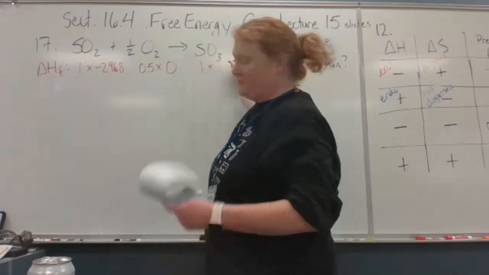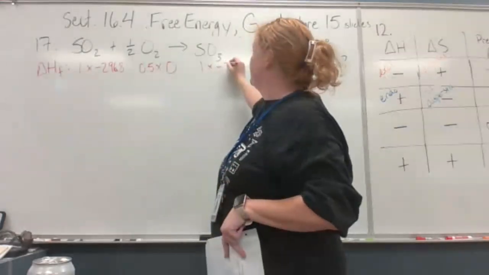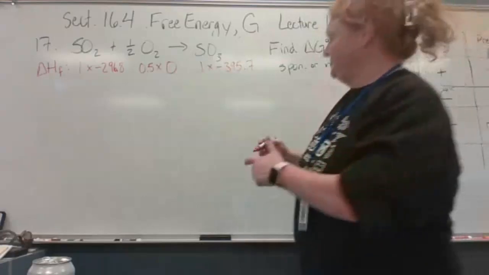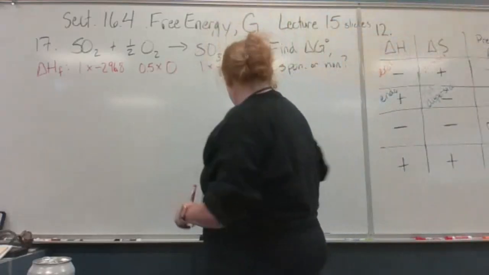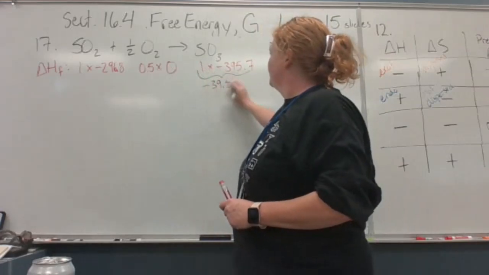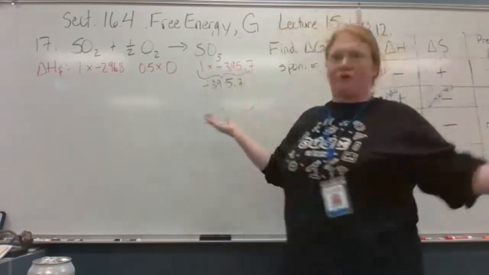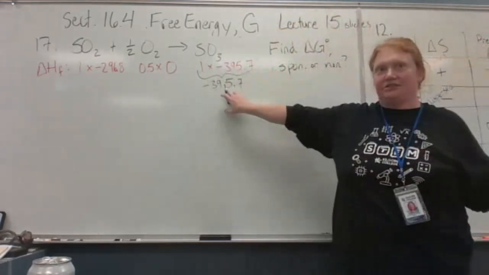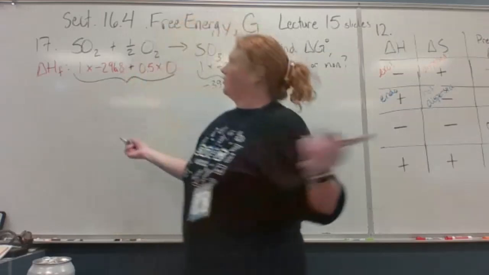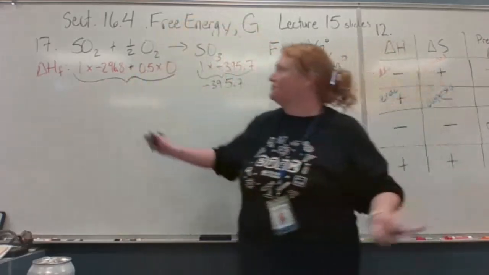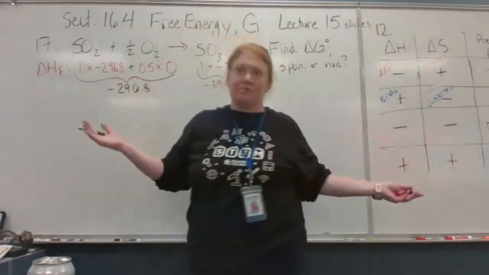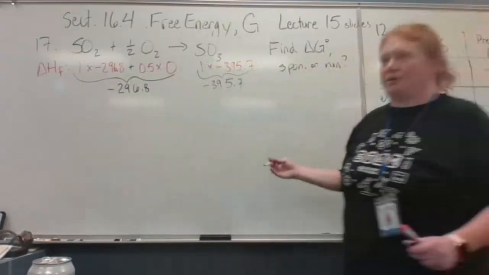SO3, one of them times negative 395.7, right? What is this sum? It's just this number, right? Product side, there's the total. Reactant side, what's the total? Sum, right? I'm doing the sum. What's the total? Negative 296.8, right? Sum of both sides.